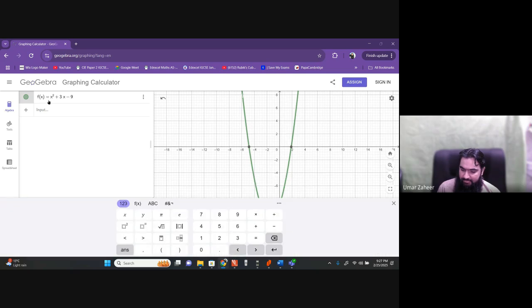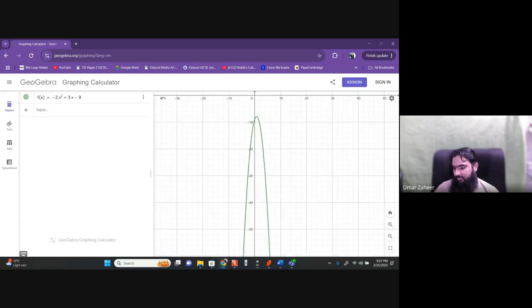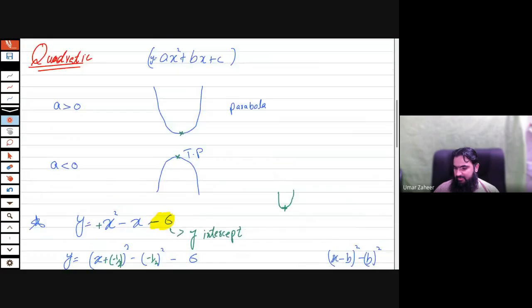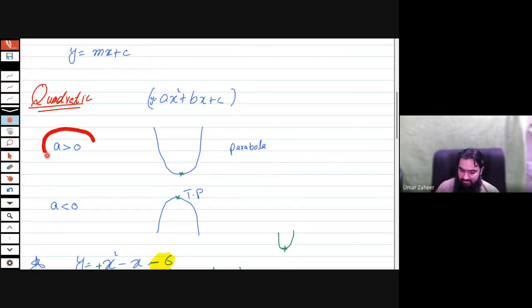But for example, if I write a minus sign here, let's say negative 2x here. Look here, now the shape has changed. It is upside down. So this is the thing that I'm going to tell you here. If the coefficient of x squared is greater than 0, the shape is like a parabola. If it is less than 0, it is going to be upside down.